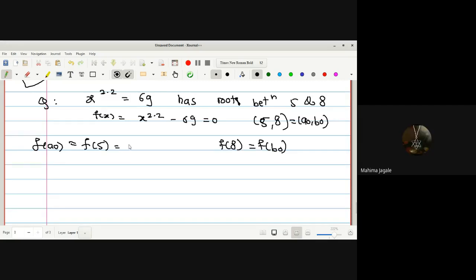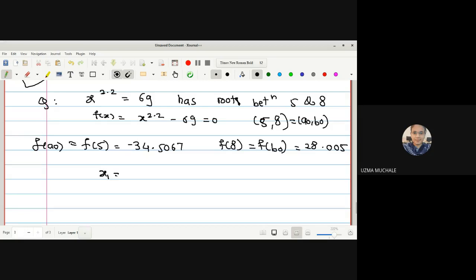Minus 34.5068. f of 8 is 28.005. Okay, so one is negative, another is positive. So obviously the root lies in this interval.